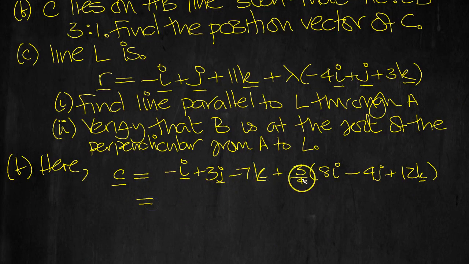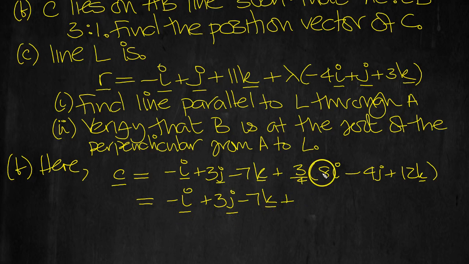So what have we got here then? We've got minus i plus 3j minus 7k plus, 4 into 8 goes twice, so that's 6i. 4 over 4 is 1, so it's minus 3j when we expand this bracket. And 3/4 here, 4 into 12 goes 3, 3 3s are 9.